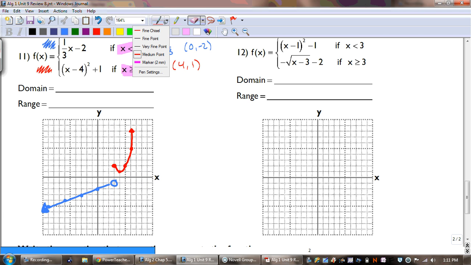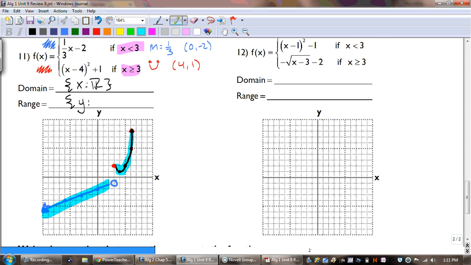Okay, so what's the domain? Well, are there any breaks left to right? No. The only one that we have is right at 3, and since one's open and one's closed, that means it's all real numbers. And then what about our range? What about our y values? Well, our linear graph is going forever down, and our quadratic is going forever up. So that means that there's no break. So we have all real numbers.